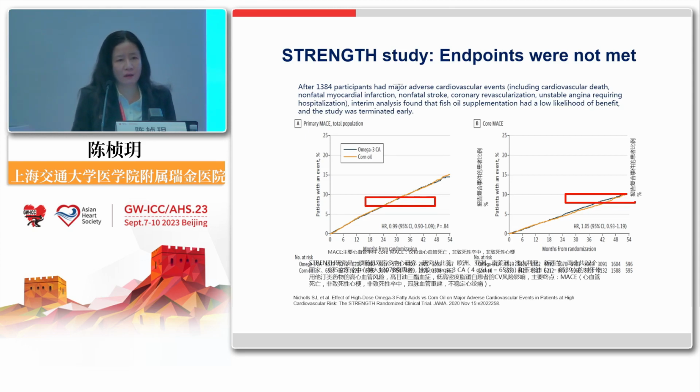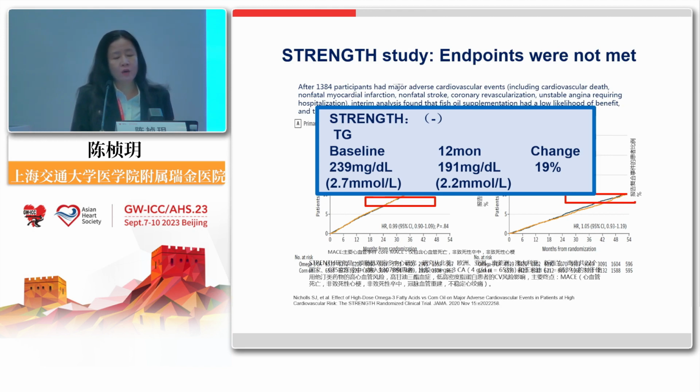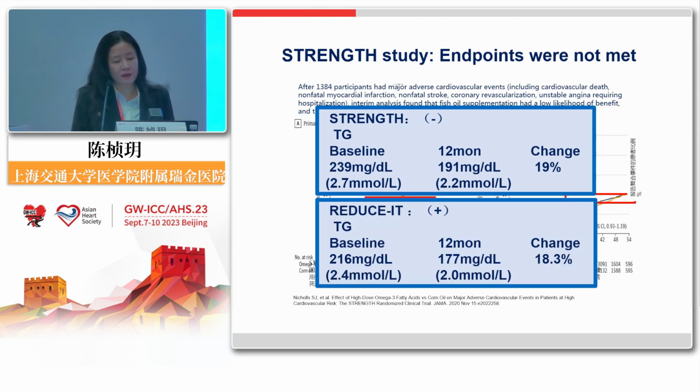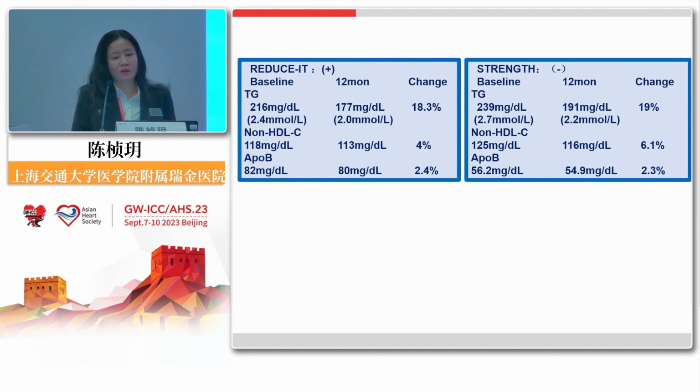Then take a look at the STRENGTH study. Actually, the STRENGTH study design is quite similar to REDUCE-IT. They included a mixed primary and secondary prevention population and used omega-3 fatty acids also at 4 grams per day, but the ingredients are different: EPA and DHA, not EPA alone. But the endpoints were not met. That's a negative result. But if you take a look at the TG reduction, it is quite similar to REDUCE-IT. But one is positive data, one is negative.